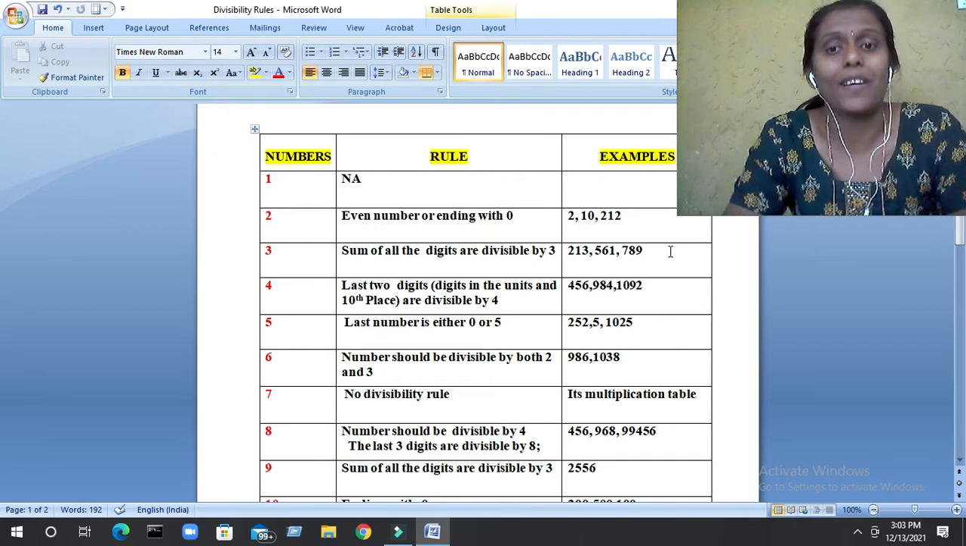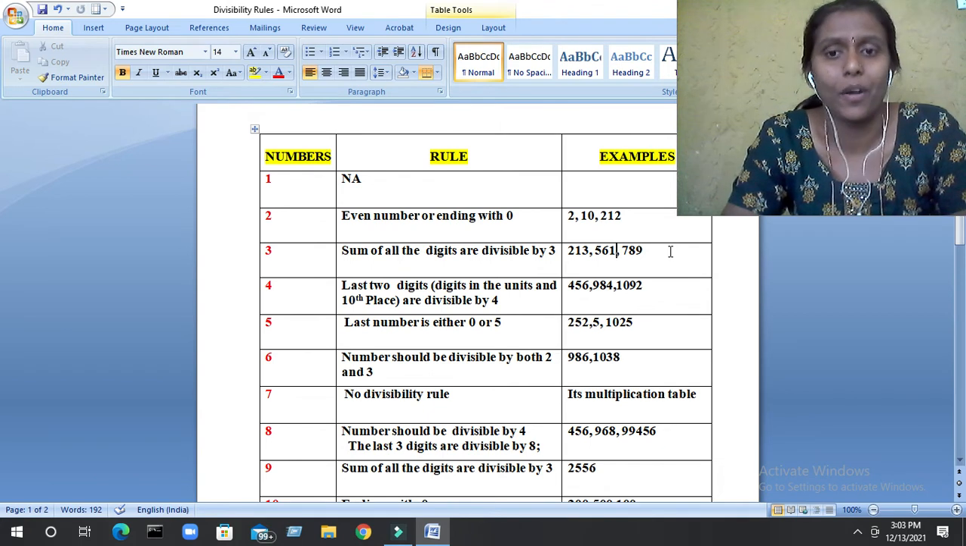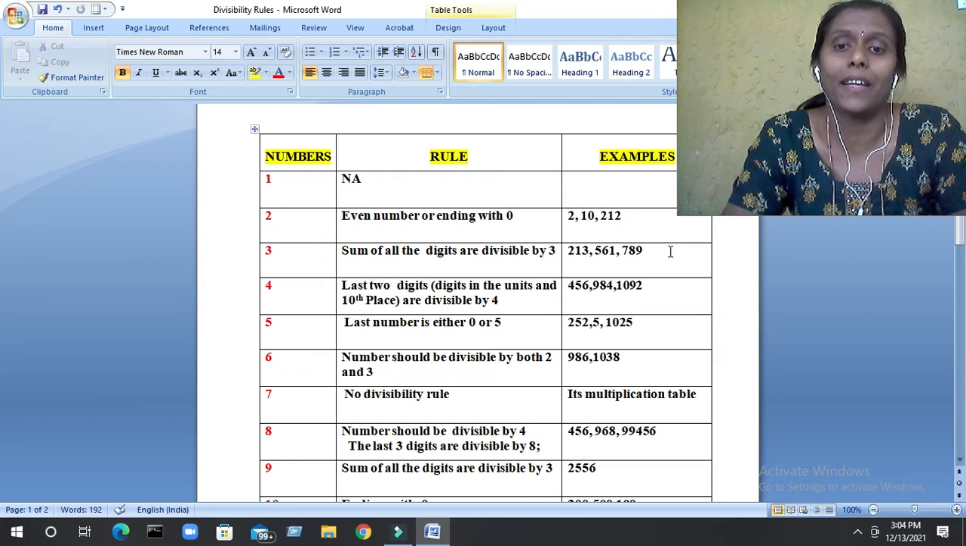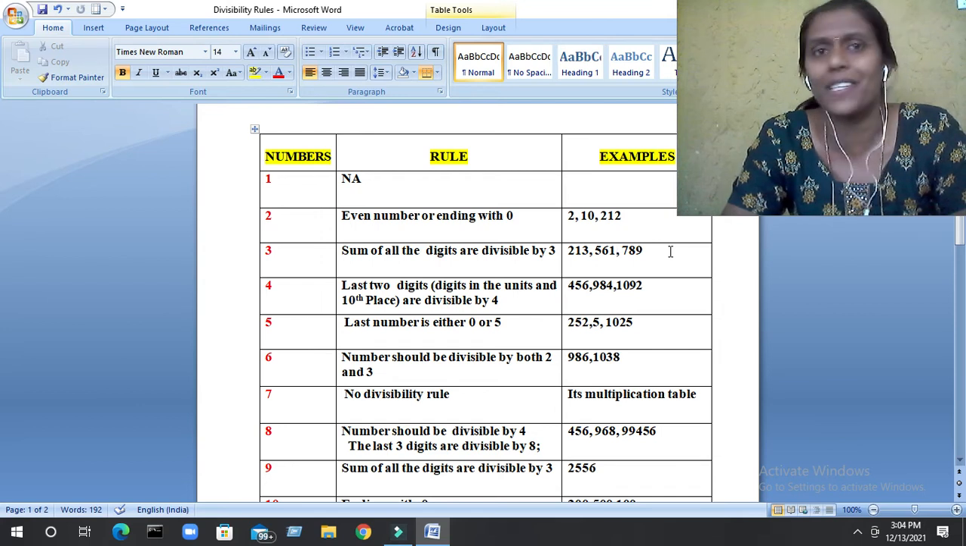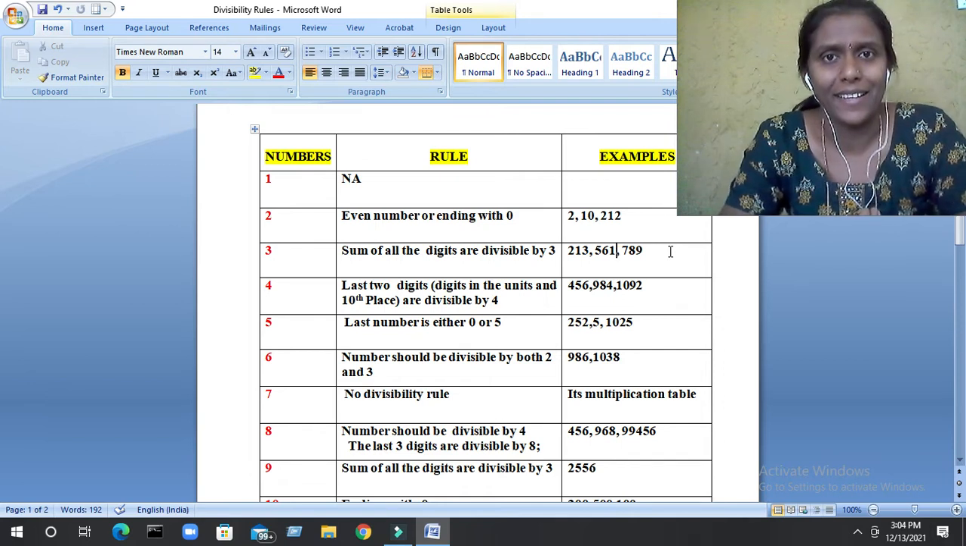The examples are 986, and so on. Now let's go for the first example, 986. Yes, 6 is divisible by 2 because it's an even number. Next, we have to cross check with 3 also. 986. 9 can be divided by 3, and then 8, we can divide and we are left with 2 as the remainder, and 26 is not divisible by 3. Therefore, 986 is not divisible by 3.